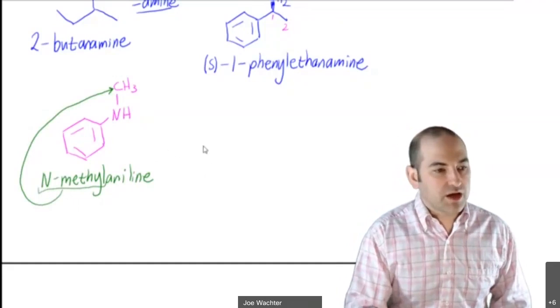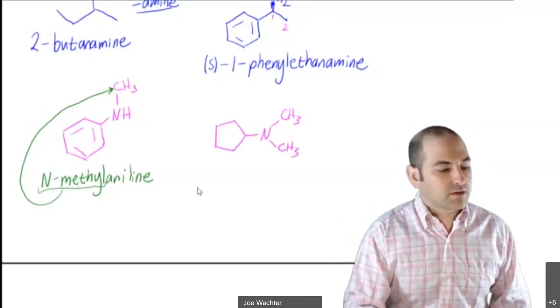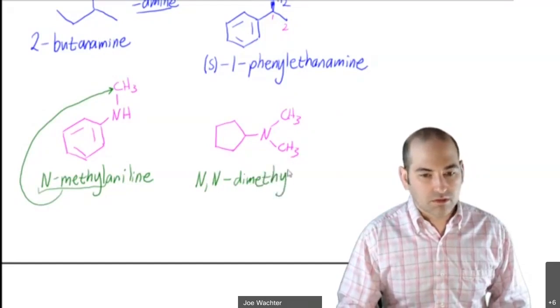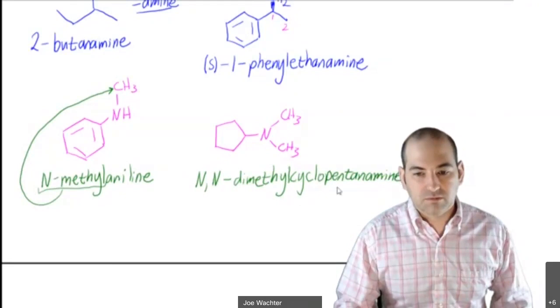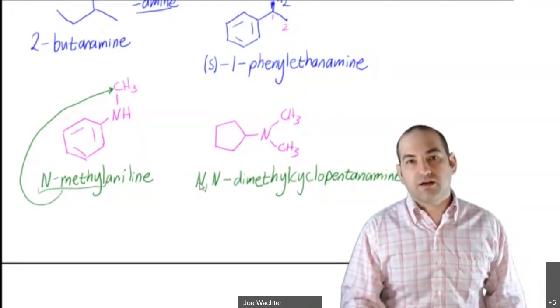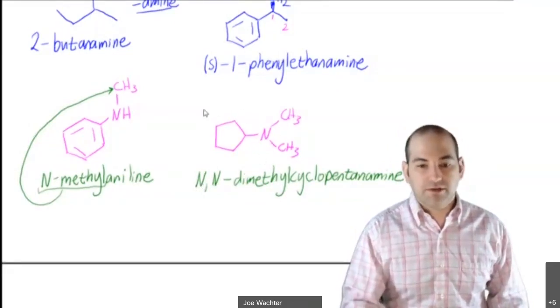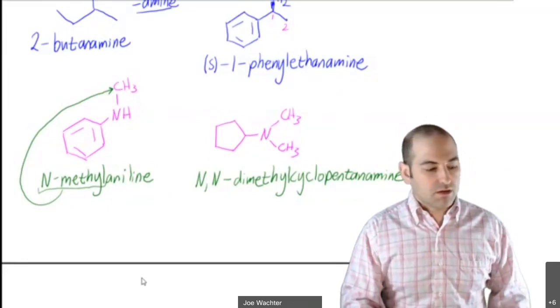If you have two substituents on a nitrogen, the syntax for that is N,N. So we might call this one N,N-dimethylcyclopentanamine. Okay. So we've got the N,N-dimethyl, so two methyls on the N. Think about how that would be if it were just a regular alkane. It would be like 1,1 or 2,2 or 3,3 if we had two methyl groups coming off of the same carbon. This time they're coming off of the nitrogen, so it's N,N-dimethyl, and then cyclopentane, it's an amine, so cyclopentanamine. Questions about that?